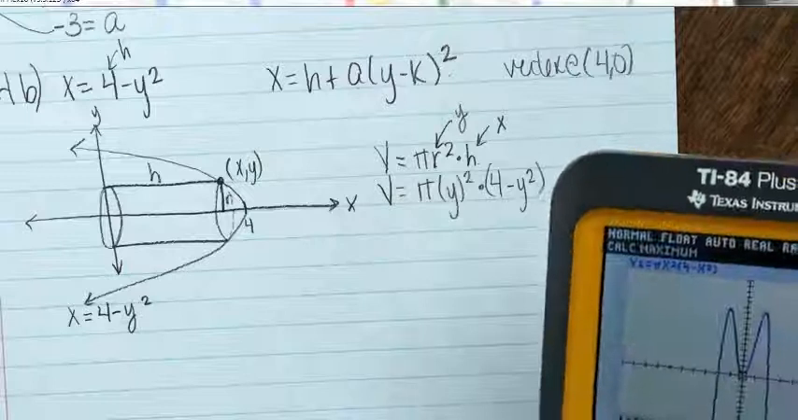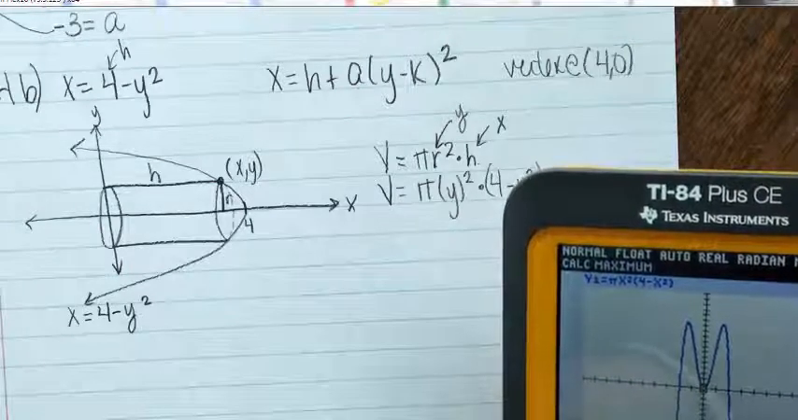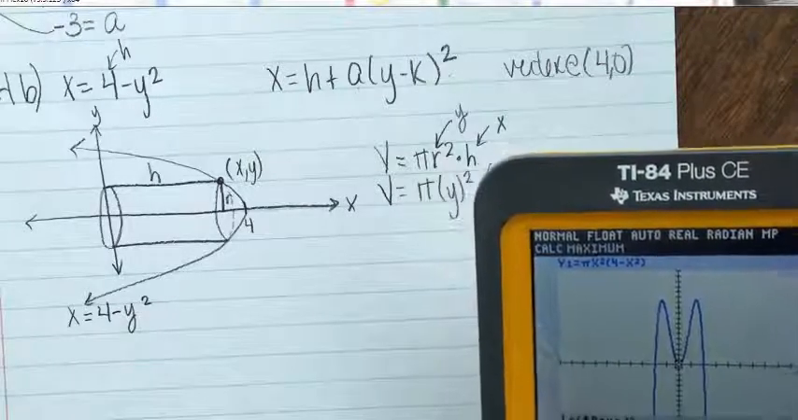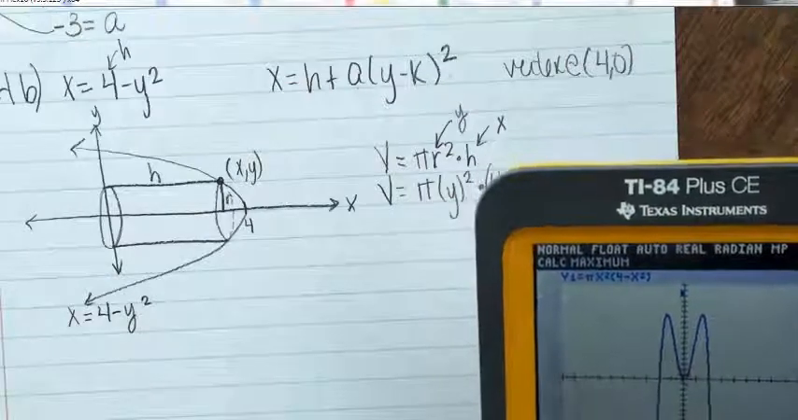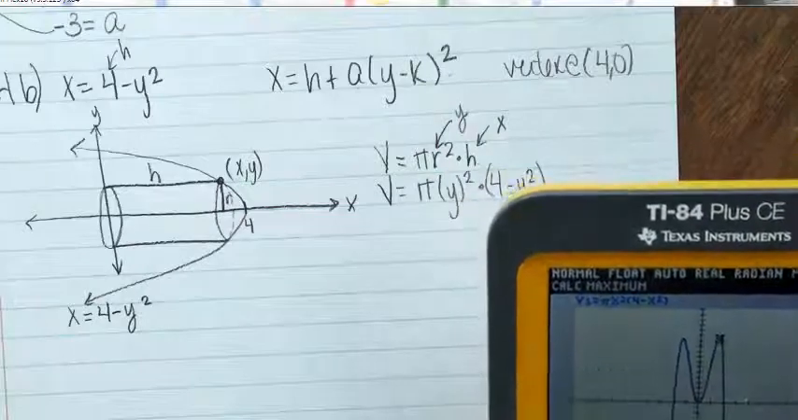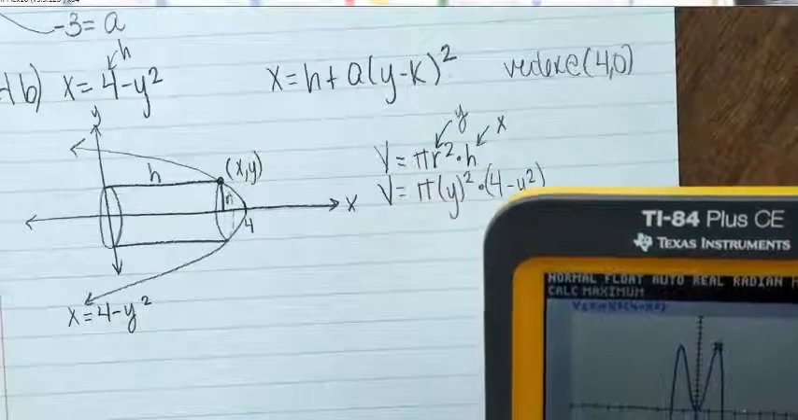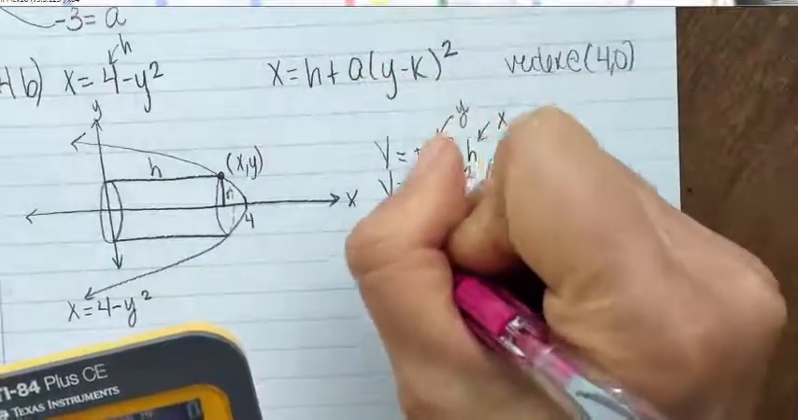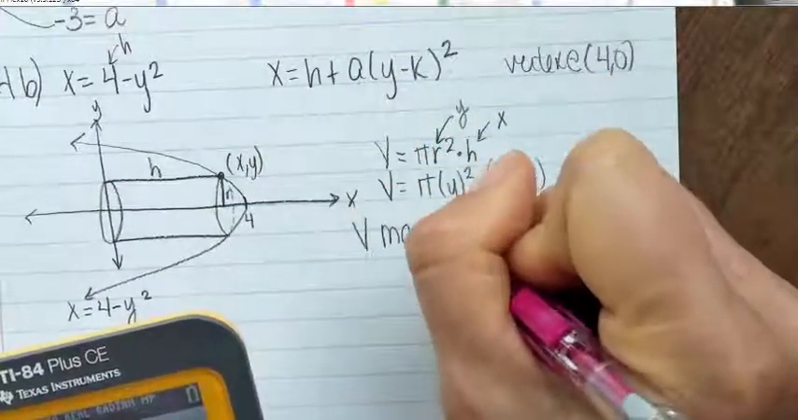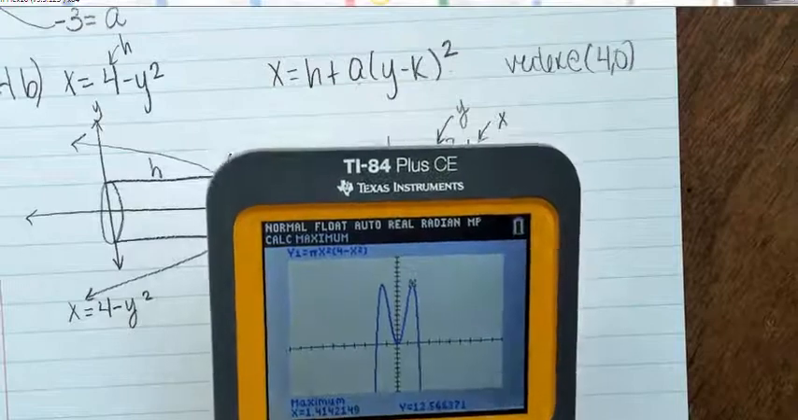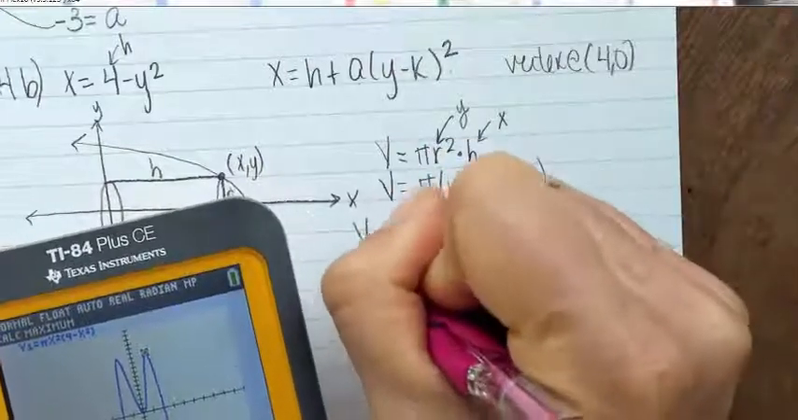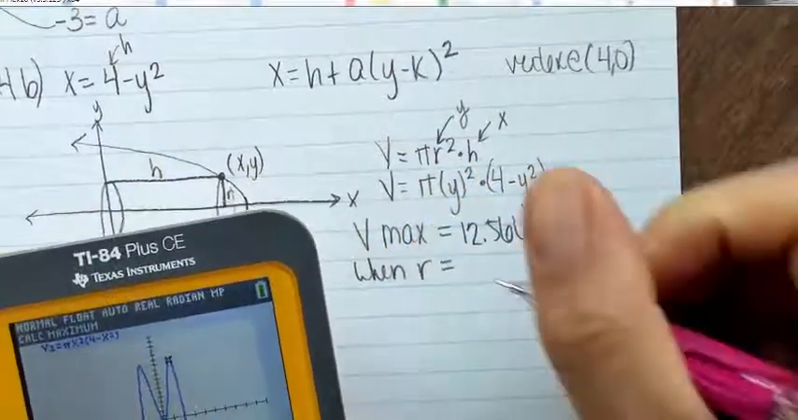And I know I want a positive x, so I do not want a negative x. So let's see, this is going to be my maximum. Sure, I'm on the left side of it. Let's go over to the right of it. And I get 1.414. Okay, so the max happens. So actually, let me go ahead and just put my maximum volume, which is 12.566, when my radius is 1.414.